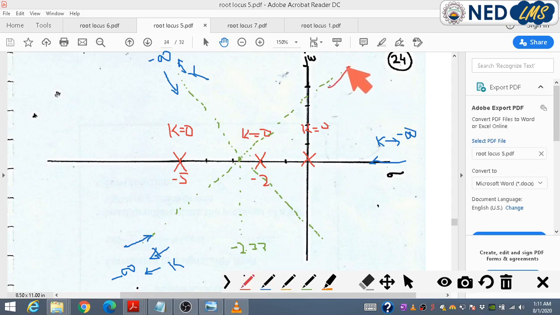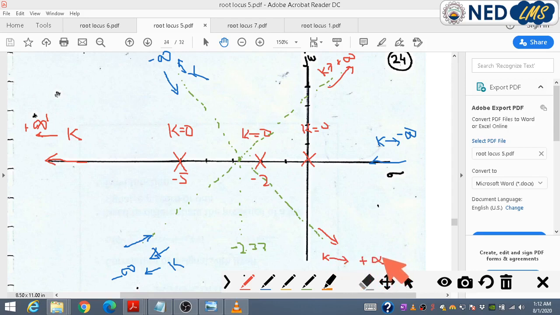60 degrees. Here the branch will go to its end, with k approaching positive infinity. The other one is 180 degrees. With respect to this centroid, there is positive infinity here, and another positive infinity here. One branch will go to its end. Here k is also approaching positive infinity.